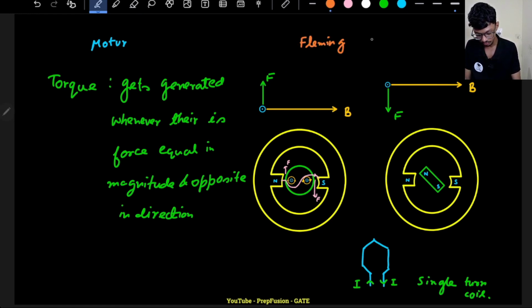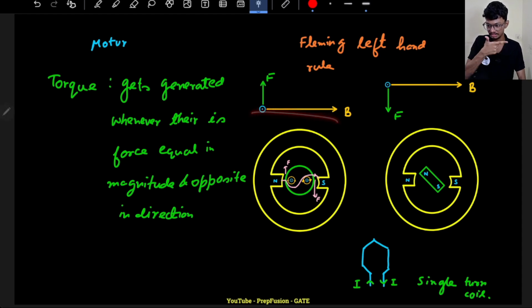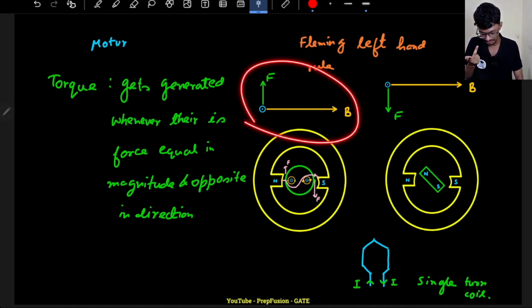What does Fleming's left hand rule say? This we have studied in class 11, right? If I have a magnetic field in this direction, to the right hand side, and the current is in this direction, incoming towards me, then the force will be on top. The middle finger is the direction of the current, the forefinger is the direction of the magnetic field, and the thumb is the direction of the force. So I can directly see what the force is.